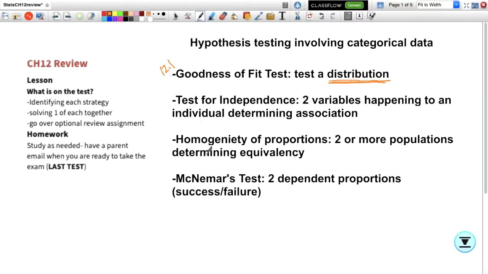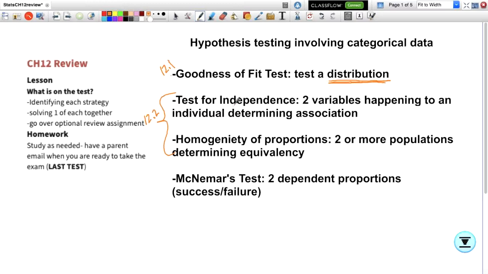Next, we have these 2 tests, which were both section 12.2. And they actually have the same keystrokes, but they're different names, and you actually write your null and alternative a little differently. So I thought that I'd include them as kind of separate things, even though the keystrokes for the actual numbers are the same.